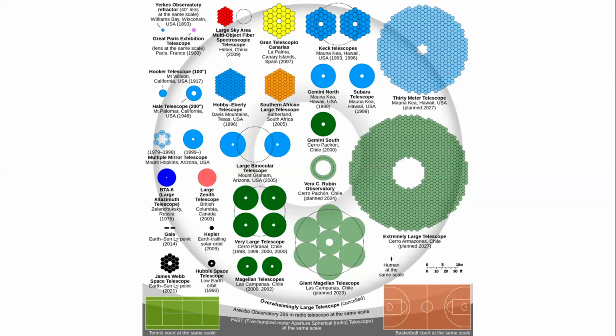Now, a few others just for comparison. There's the Yerkes refractor there, 40-inch, the big Grand Paris exhibition one, which was built but never used. The 100-inch Hooker, the 200-inch Hale, the MMT, which has now changed, it's no longer multiple mirror. Oh, I forgot the LBT. You add the LBT in to the other ones, and it still won't have the total light collecting power of the ALT. That was the big Russian one.